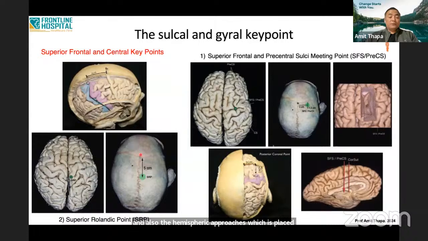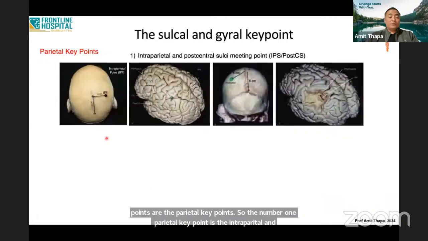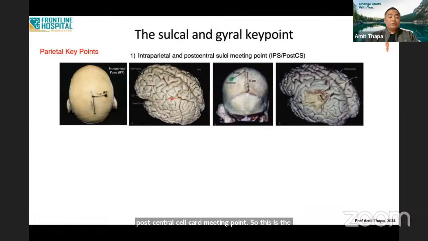Apart from that, the other key points are the parietal key points. The number one parietal key point is the intraparietal and postcentral sulcus meeting point. So this is the intraparietal sulcus, and this is the intraparietal and postcentral sulcus meeting point. This is placed 6 centimeters from the bregma and 5 centimeters from the midline. And the importance is that if you go with a 30-degree angulation into this particular point, one can hit the trigone of the lateral ventricle.